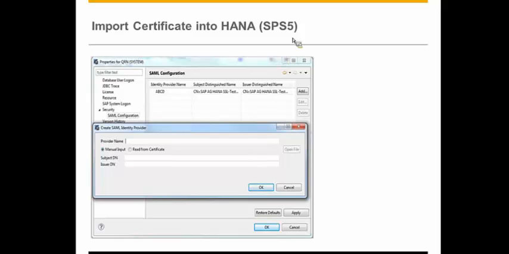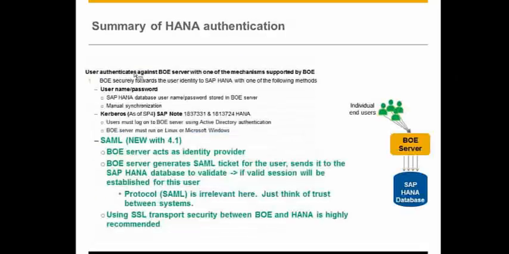Okay, so let's go to the summary. User authentication against BOE with one of the mechanisms supported by BOE. BOE secures and forwards the user identity to SAP HANA with one of the following methods: username and password, the standard hard-coded user, we call that, Kerberos.